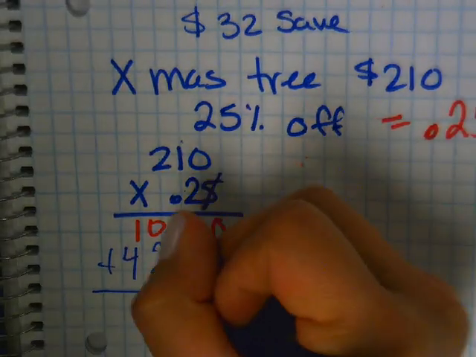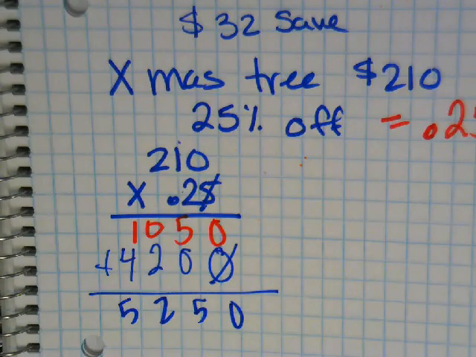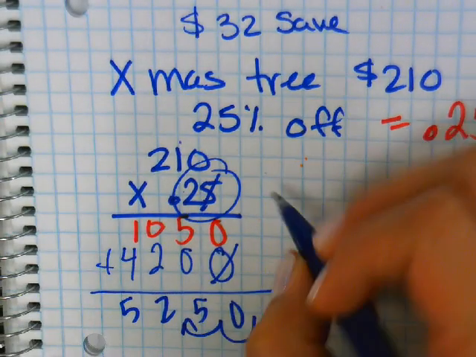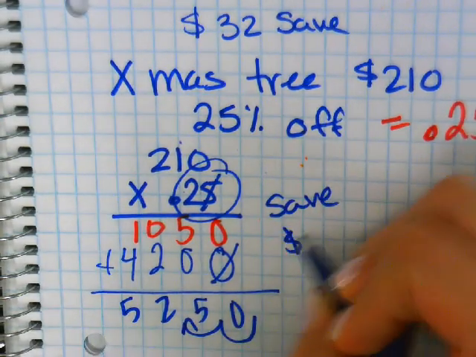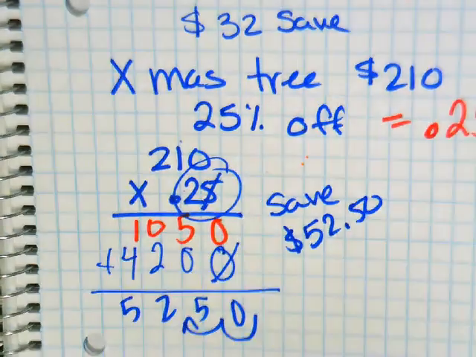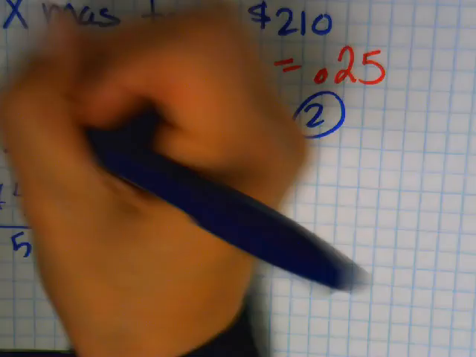0, 5, 2, 5. Okay, how many times do I move my decimal? 2 times because there's 2 numbers. Very good. 1, 2. So that means I'm going to save $52.50. Fantastic. Okay, now my second step, this is step 1, step 2.